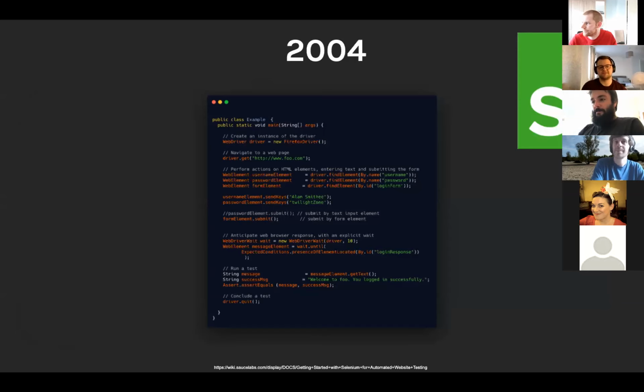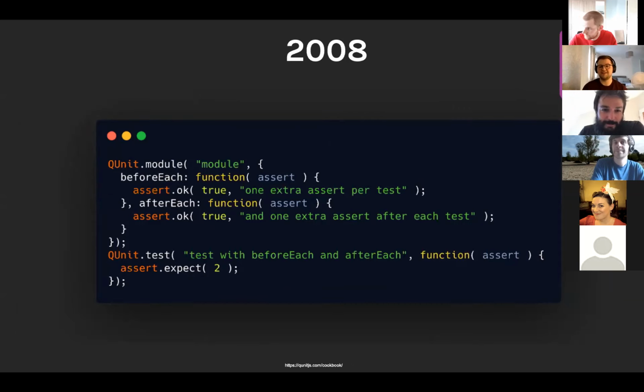Then in 2008, along with jQuery came the testing framework QUnit. As you can see, even though it's 7 years later than JSUnit, we still have the same kind of structure to our tests. And I believe if you use Ember.js as a framework nowadays, this is still the framework you'd use for testing, even though it's 12 years old.